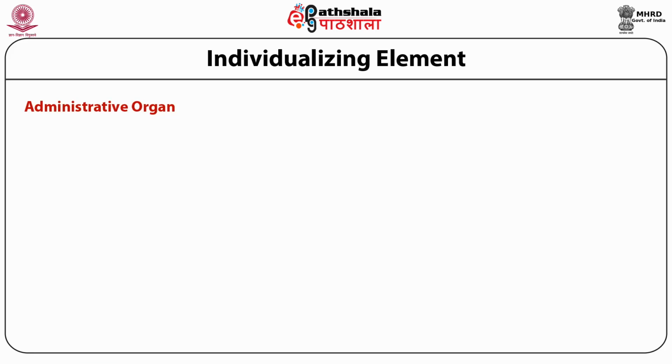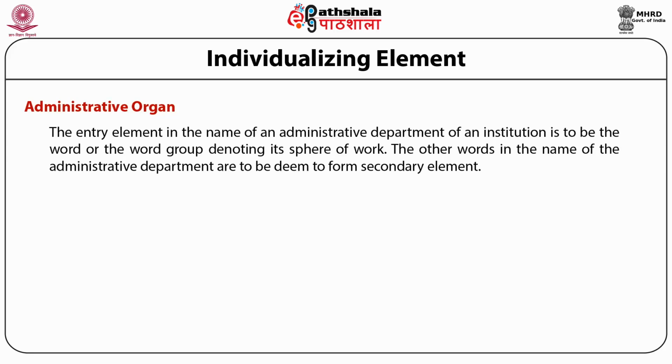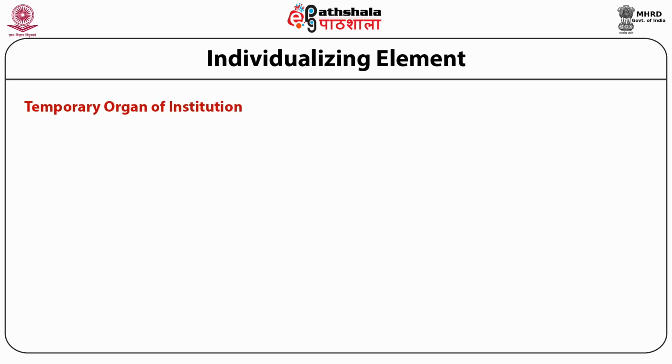Administrative organ. The entry element in the name of an administrative department of an institution is to be the word or the word group denoting its sphere of work. The other words in the name of the administrative department are to be deemed to form secondary element. Example, Hindi department of University of Delhi will be rendered as University (of Delhi), Hindi (Department of -).